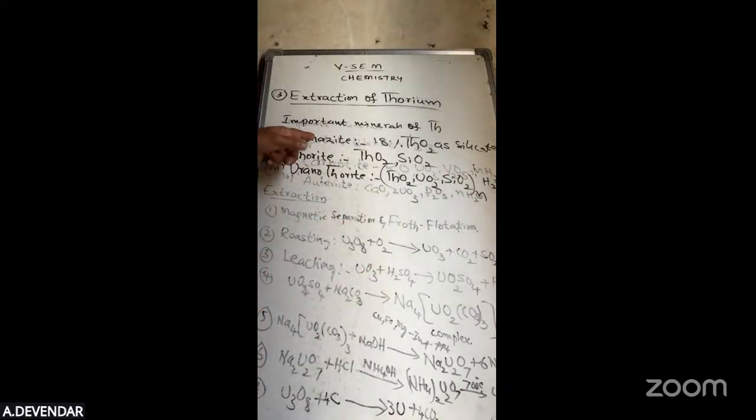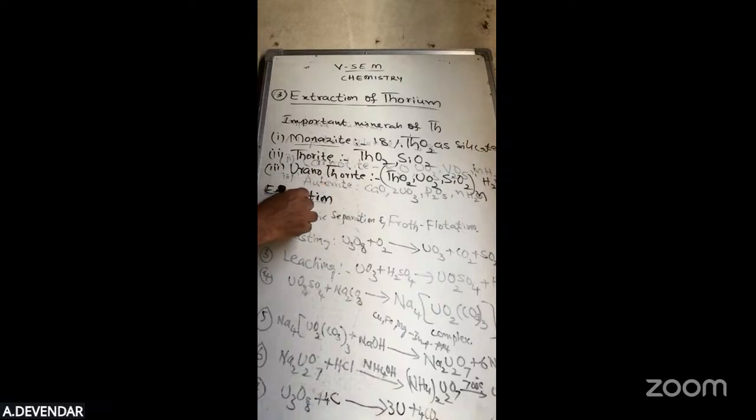In that, the main important one is monazite, a very important one. From the monazite you have to extract the thorium. Okay. So I just explained that one. In this extraction of thorium, by means of monazite mineral, the monazite mineral will be taken. The first method, see, the extraction will have an extraction method.